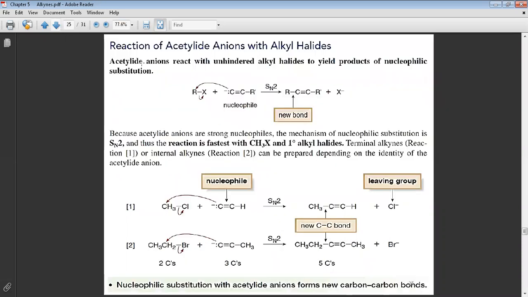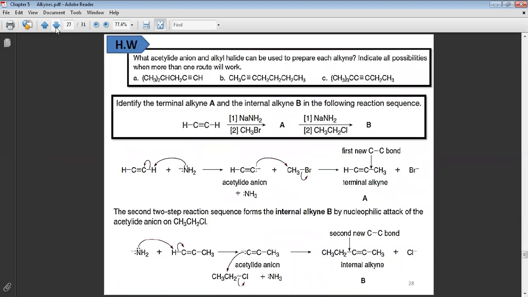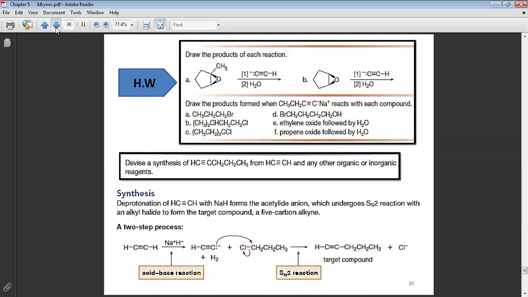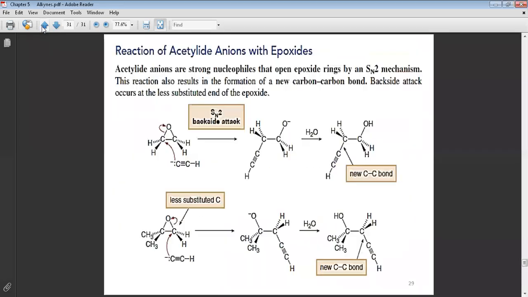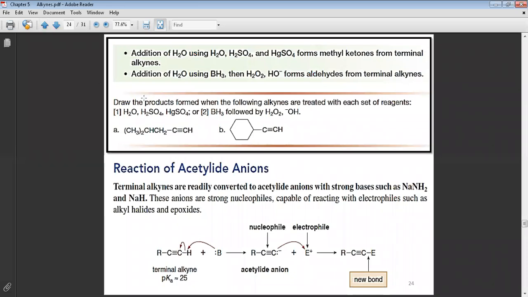Now, the reaction of acetylide anion with alkyl halide. What remains here is also homework: the reaction of acetylide with epoxide. Okay, students. I will stop here with the reaction of acetylide anion, because our lecture is just 1 hour.